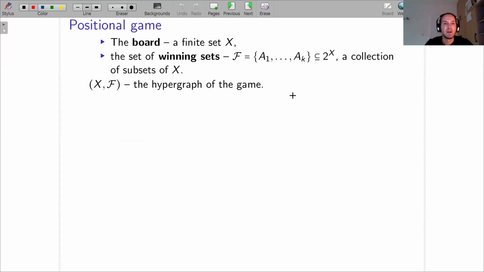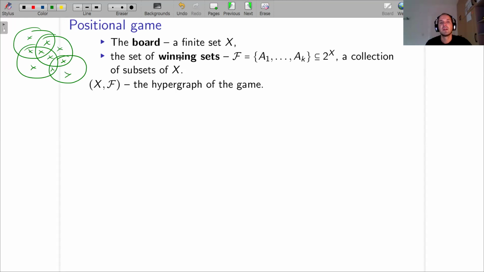Okay, so what is a positional game again? The positional game is a very simple structure where you have a collection. Essentially, it's a hypergraph if you're fond of these structures. Or, another way to say it, just a collection of sets. So structurally, that's it. You have a board. These are some elements, these little crosses that I'm drawing now. That's the board of the game.